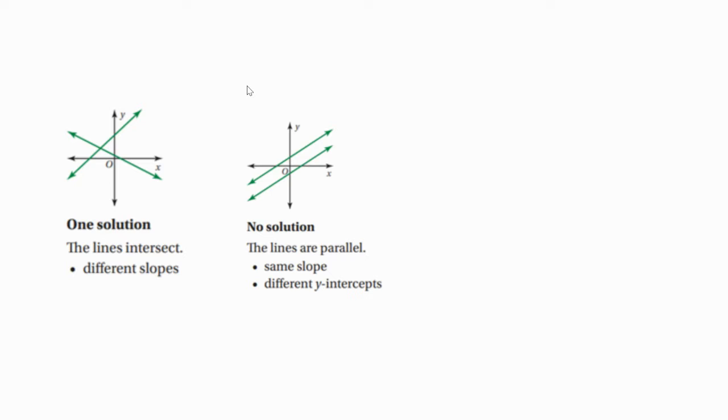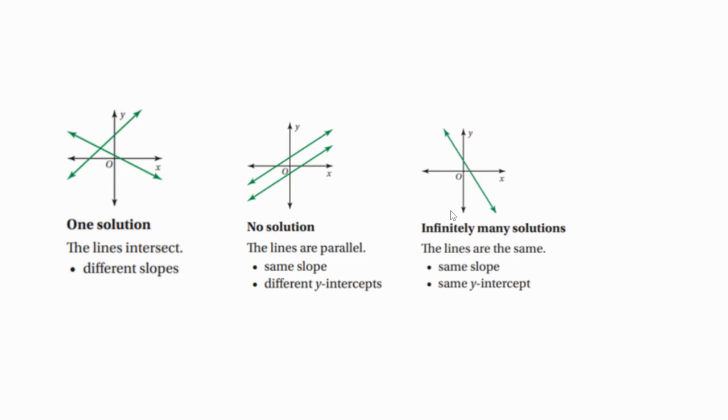Now, if you remember from last chapter, we talked about parallel lines, and what's different about parallel lines is they travel in the same direction forever and they never meet. Well, in order for them to do that, they need to have the same slope, but they need to have different y-intercepts. And the third one is if they have infinitely many solutions. Basically the way that works is they're the same line. So they have the exact same slope and the same y-intercept.